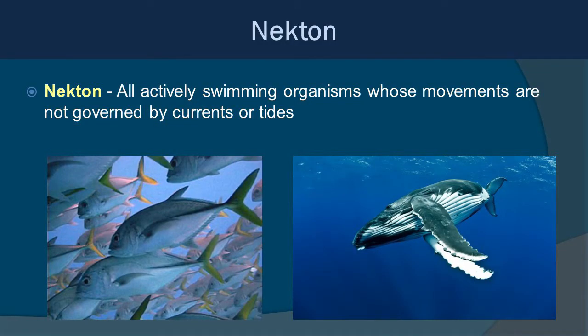Now we need to start with some definitions. So the first is what we call nekton. Nekton are all actively swimming organisms whose movements are not governed by currents or tides. So we're talking fish, whales, things like that, things that swim around.